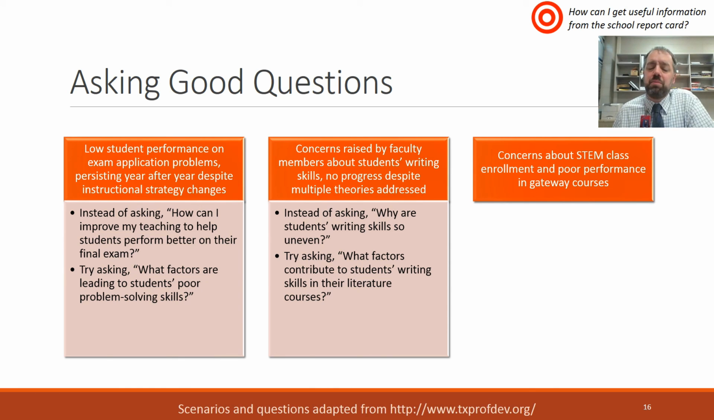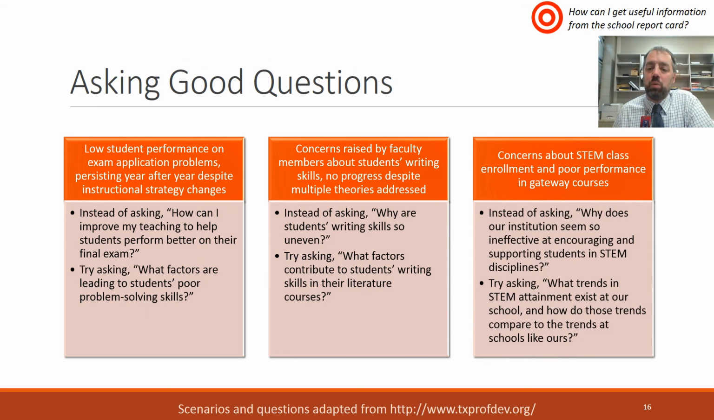If there's, for example, concerns about enrollment in STEM classes, and that's science, technology, engineering, and math classes, and there's poor performance in the gateway courses. Now in the science department, this would be like biology and chemistry, and then concern about enrollment in the higher level classes. Instead of asking, why does our school seem so ineffective at encouraging and supporting students, try asking, what are the trends in STEM attainment and enrollment? And how do those trends here compare to trends in other schools that are like ours?